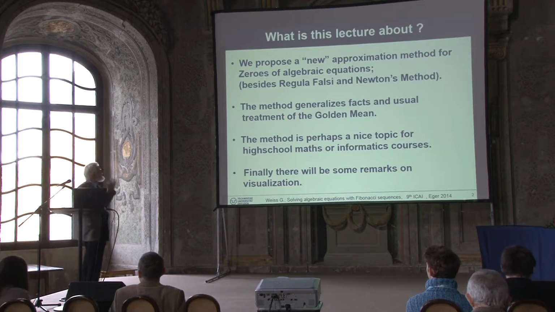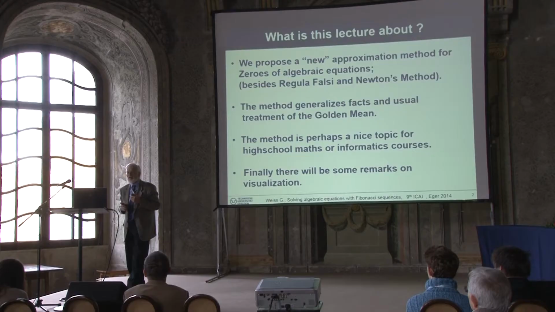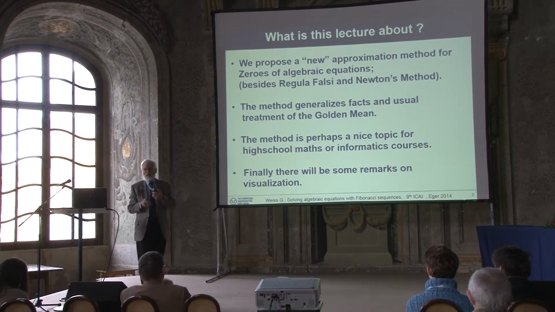So I propose a new approximation method for zeros of an algebraic equation. I think I can keep it. The method generalizes facts of the usual treatment of the golden mean, and I think everybody knows about this.